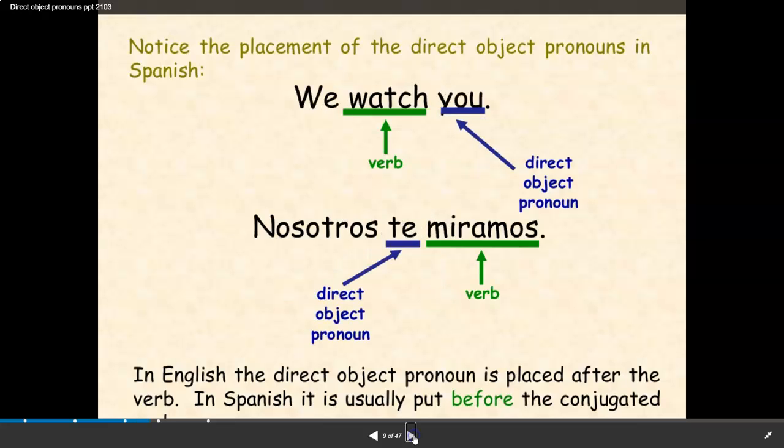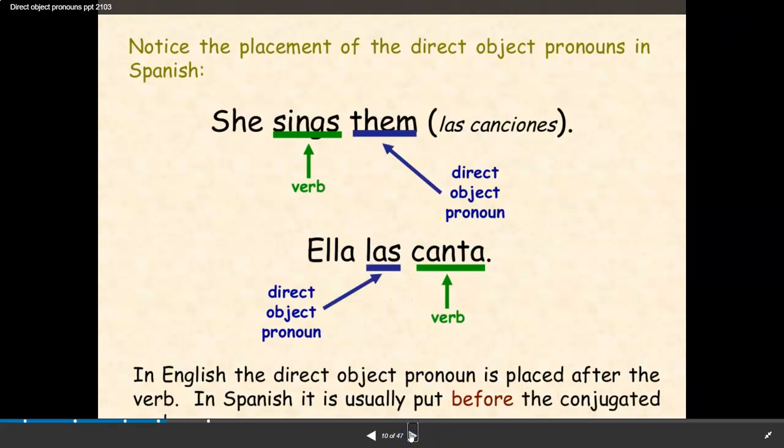Look at this one. We watch you. Watch being my verb, you being my direct object pronoun. If I change that to Spanish, nosotros te miramos, which also means we watch you. Notice that the direct object pronoun is placed in front of the conjugated verb. She sings them, las canciones. Ella las canta. She sings them. The direct object goes in front.